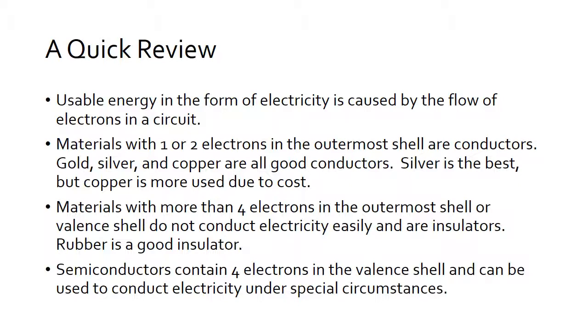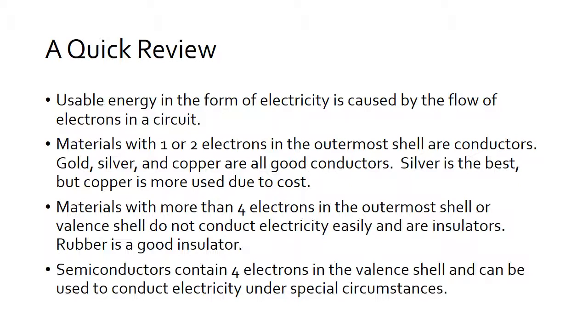But before we do this, I just wanted to do a quick review. If you'll remember from the previous videos, usable energy in the form of electricity is caused by the flow of electrons in a circuit. And remember also that what's important at the atomic level is the outer shell or the valence shell of an atom. If the outer shell or valence shell of an atom contains just one or two electrons, then that material is going to be a conductor. So we talked about how gold, silver, and copper are all good conductors because they shed these electrons easily. Silver is actually the best conductor, but because copper is cheaper, it's used a lot more.